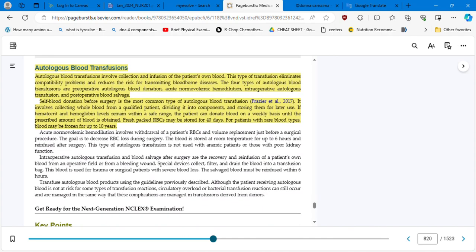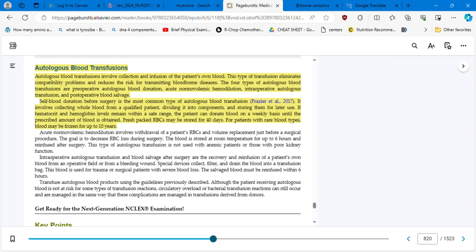Autologous blood transfusion involves collection and infusion of the patient's own blood. This type of transfusion eliminates compatibility problems and reduces the risk from transmitting blood-borne diseases. The 4 types of autologous blood transfusion are preoperative autologous blood donation, acute normovolemic hemodilution, intraoperative autologous transfusion, and postoperative blood salvage.